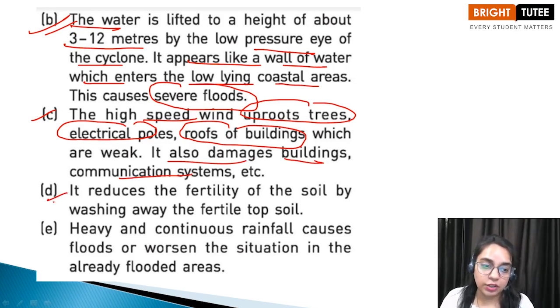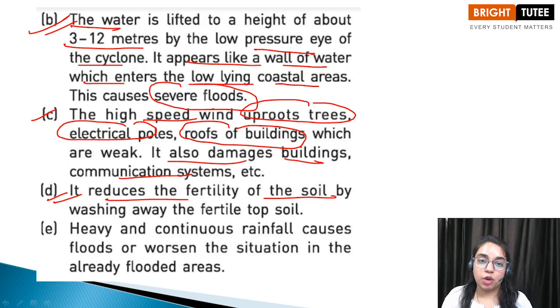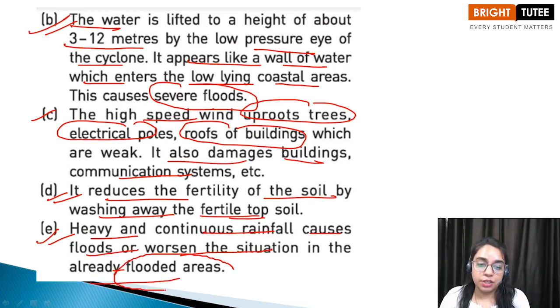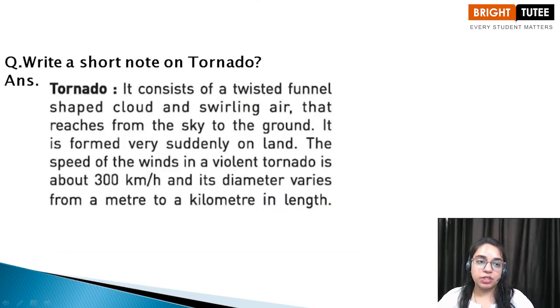Then children, it reduces the fertility of the soil by washing away the topmost fertile layer of the soil, and the heavy and continuous rainfall causes floods or worsens the situation in the already flooded areas. Okay, so these are the major damages which are caused by cyclones. So let us move ahead to the next question, which is write a short note on tornado.